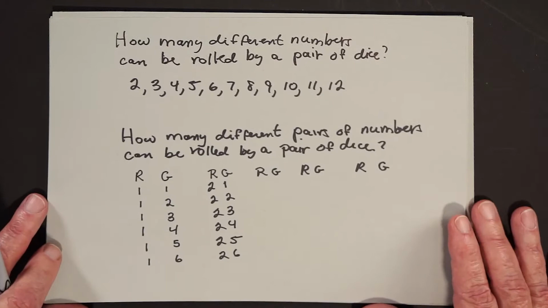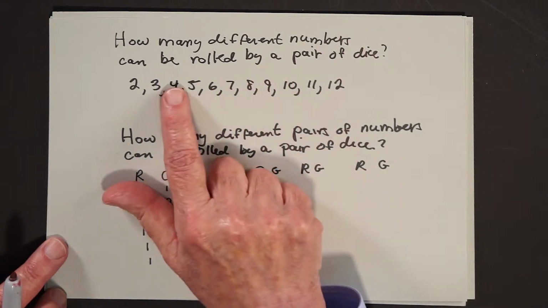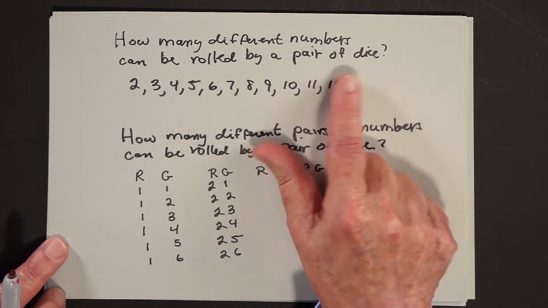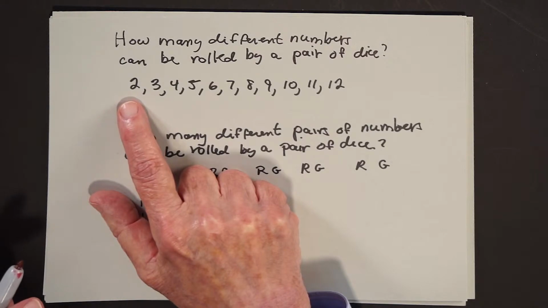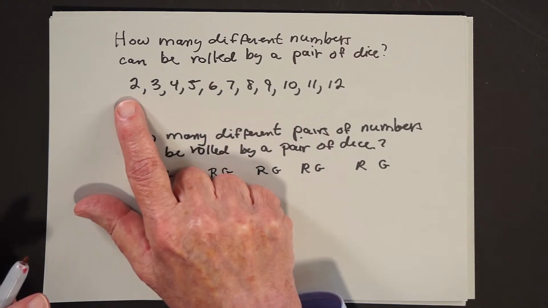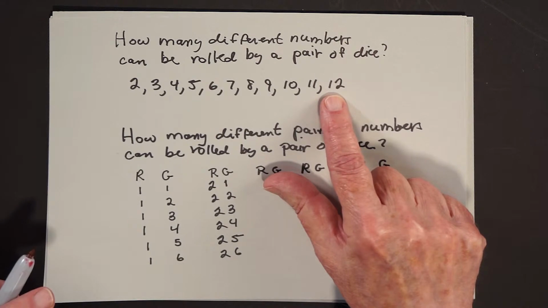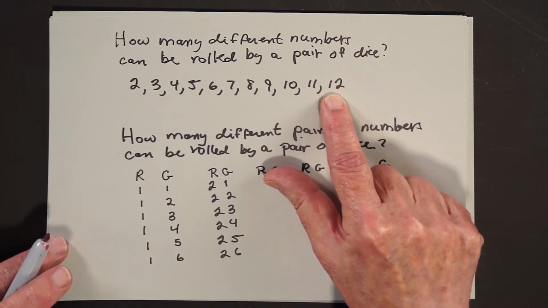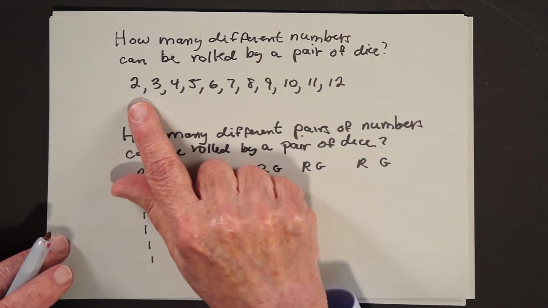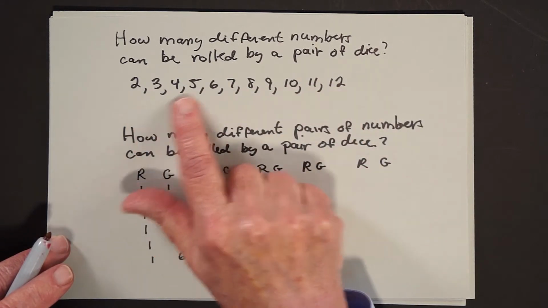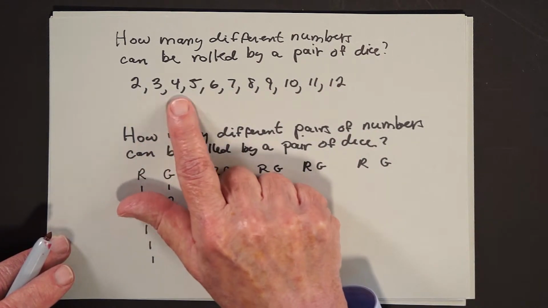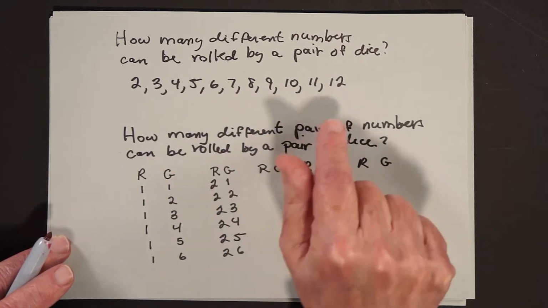Here's an interesting one. How many different numbers can be rolled by a pair of dice? Well, remember, a die is a 6-sided figure. That's why they call it a cube. It has anywhere from 1 dot to 6 dots, okay? So the lowest amount you can roll is a double 1, which would be 2. The biggest you can roll is a 12, which is a double 6, and all the numbers in between. In other words, there are only 11 different numbers that can come up when you roll a pair of dice: 2, 3, 4, 5, 6, 7, 8, 9, 10, 11, 12.